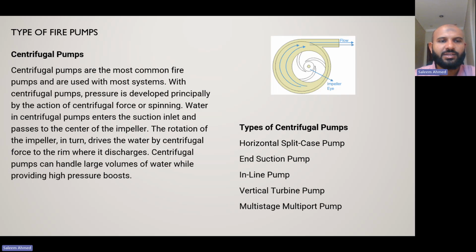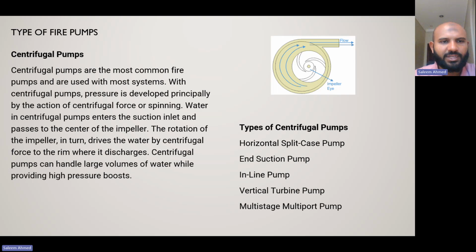Moving to the major portion of the fire pump, centrifugal pumps. Centrifugal pumps are the most widely used fire pump in the fire protection industry. Most common fire pump and used with most systems. With the centrifugal pump, the pressure is developed principally by action of centrifugal force, the spinning force.